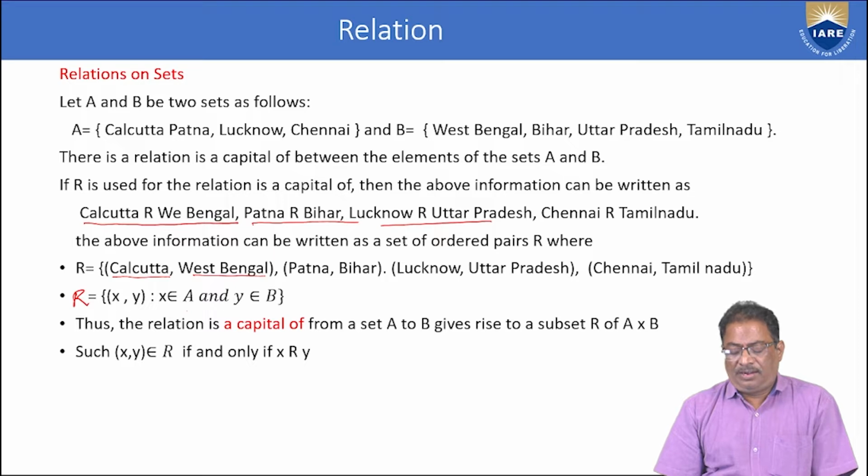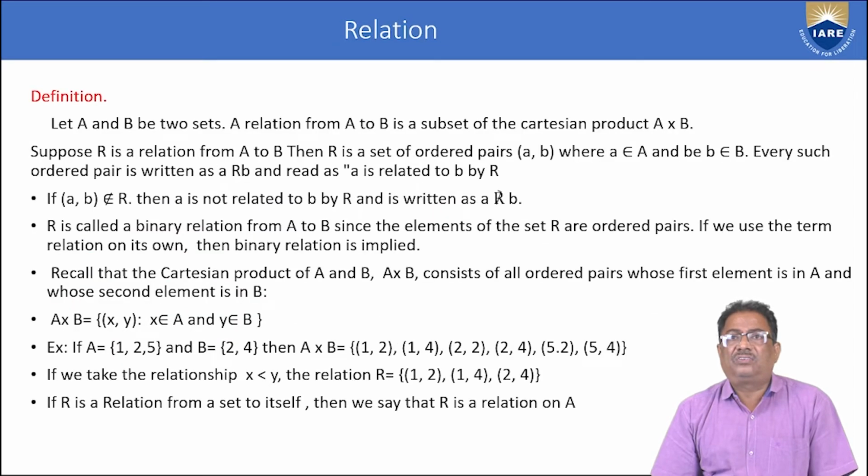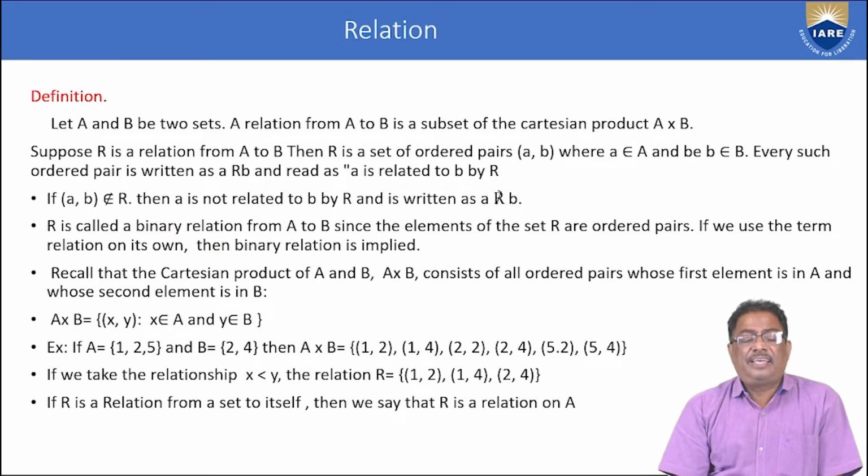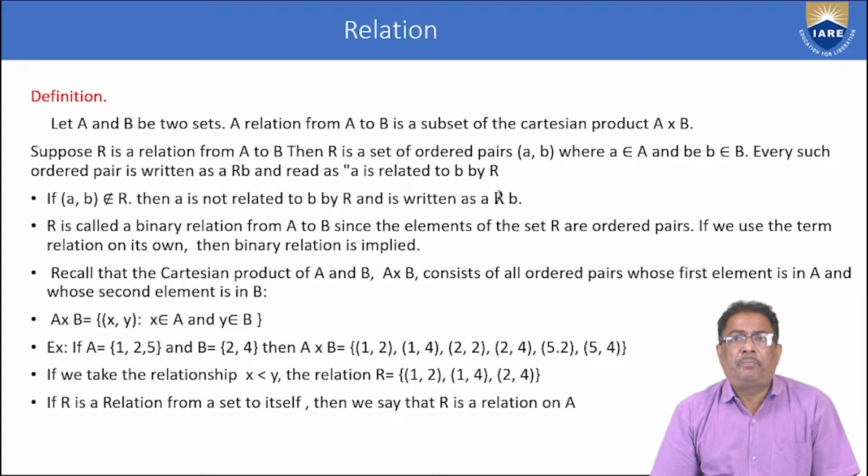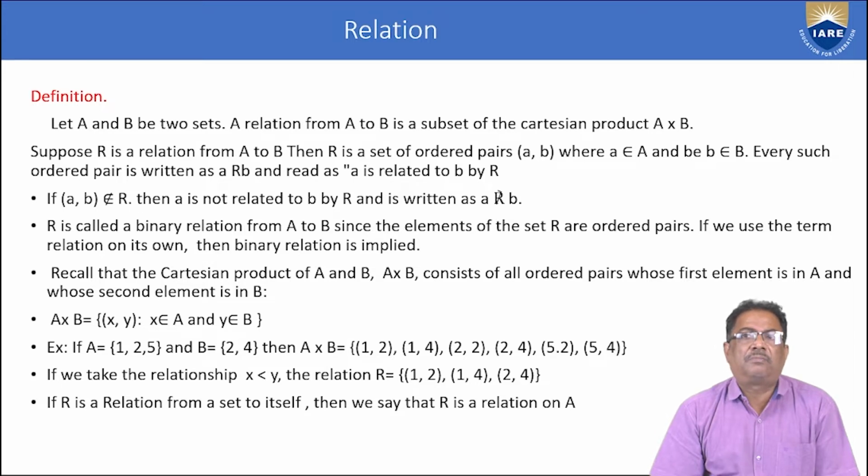Now let us consider the definition of a relation. Let A and B be any two sets. A relation R from A to B is a subset of the Cartesian product A cross B. A relation is nothing but a set of ordered pairs. Of course, it may have all the ordered pairs of A cross B or some of the ordered pairs of A cross B.